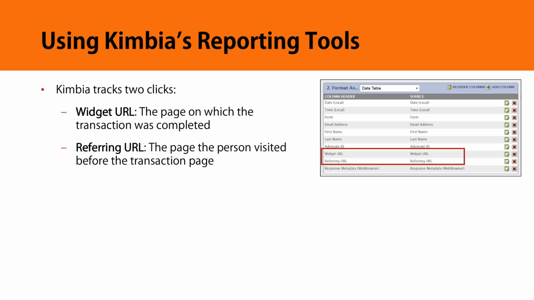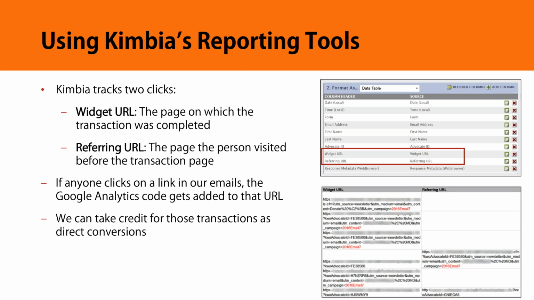The second part of the solution is how to use Kimbia's reporting tools to measure what's happening because of that code. So Kimbia tracks 2 clicks. One click is the widget URL, and that's the page on which the transaction was completed. The second click is the referring URL, the page that the person visited before that transaction page. And in the right-hand column, I have a screenshot. If you're using Kimbia, these are what the reporting tools look like. It's very easy to pop in those 2 columns within your reports to find that information.